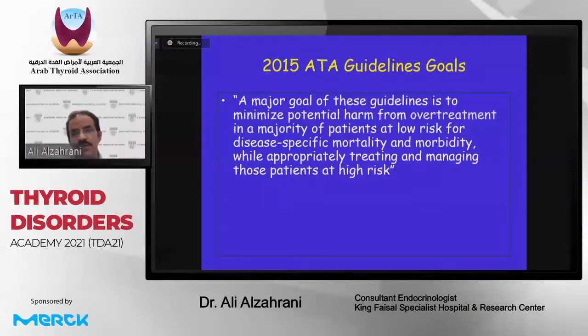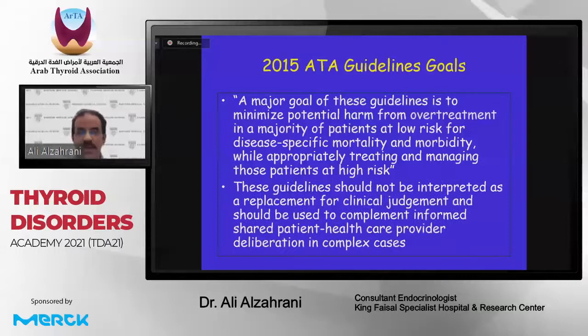There are two disclosures at the beginning of this guideline that I like. One is this: the major goal of these guidelines is to minimize potential harm from overtreatment in the majority of patients who have low risk for disease-specific mortality and morbidity, while at the same time appropriately treating and managing those who are at high risk. The second disclaimer is that these guidelines should not be interpreted as a replacement for our clinical skills and clinical judgment, and should be used to complement informed, shared patient and healthcare provider deliberations in complex cases.